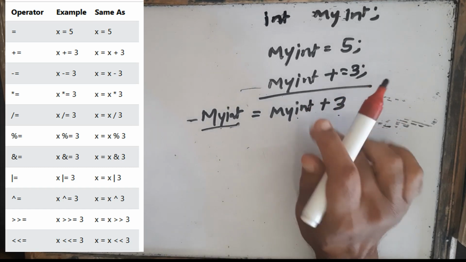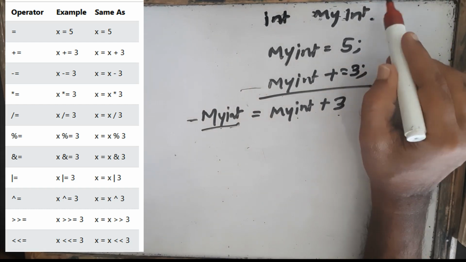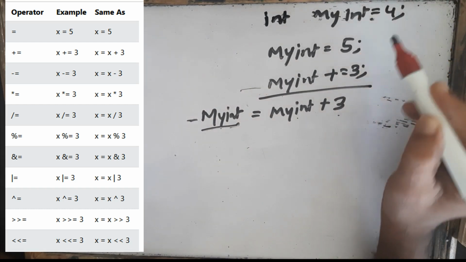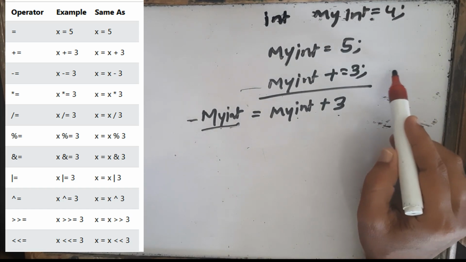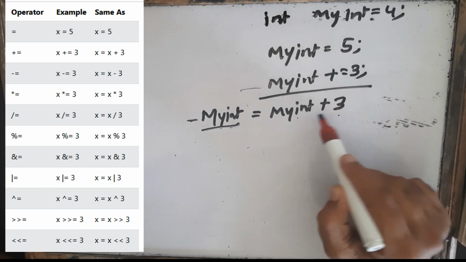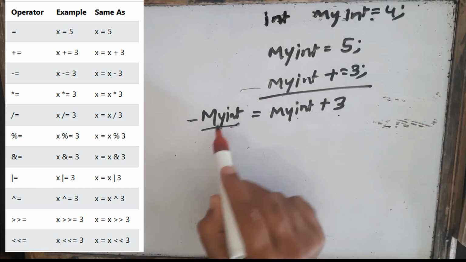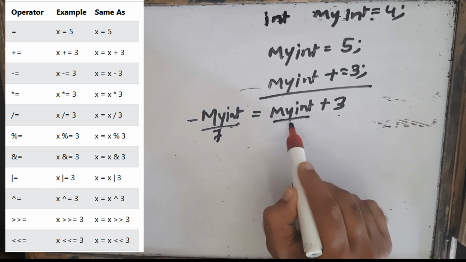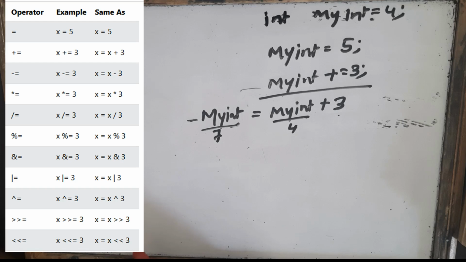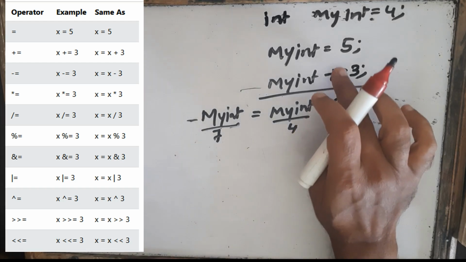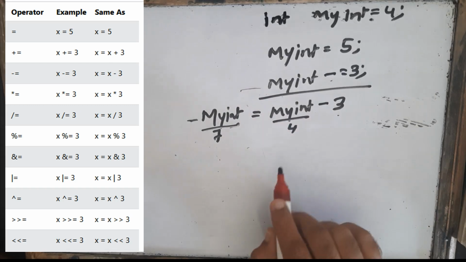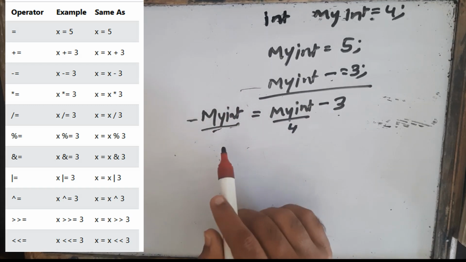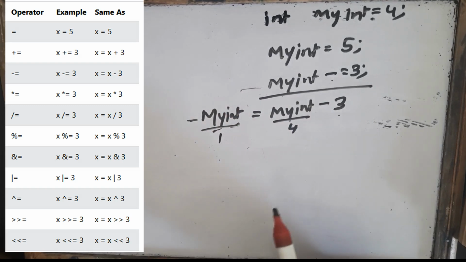Say for example, if my int is 4 here, then my int will become 4 plus 3 is equal to 7. So 7 will be allocated here. This is plus is equal to, so the same for minus is equal to. When you say minus here, this will be replaced. So this will become 4 minus 3, 1.